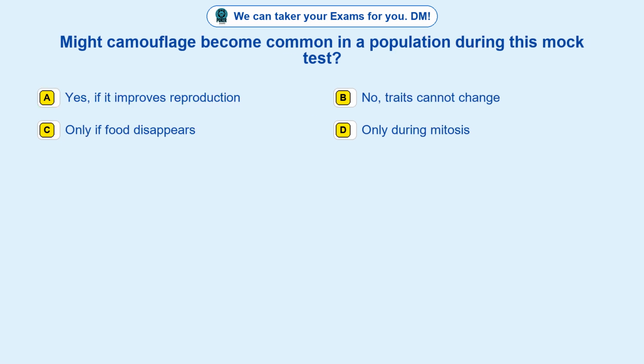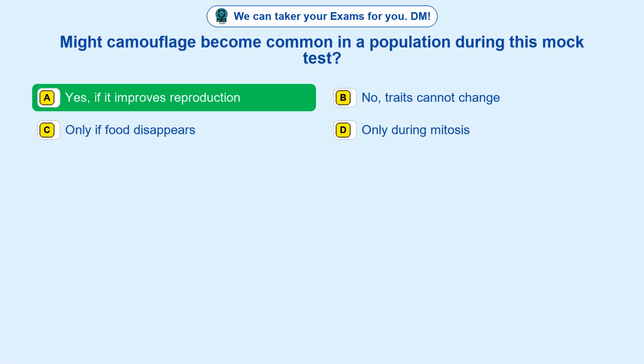Question 12. Might camouflage become common in a population during this mock test? Option A. Yes, if it improves reproduction. Option B. No, traits cannot change. Option C. Only if food disappears. Option D. Only during mitosis.